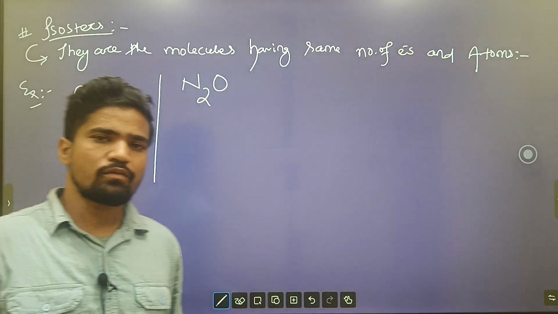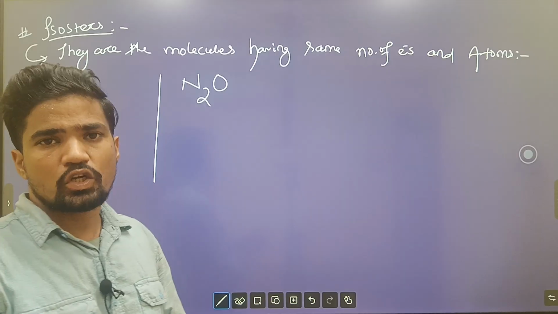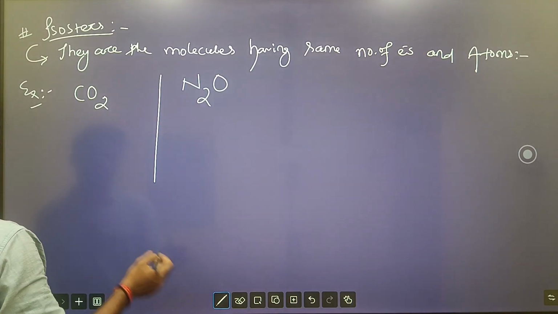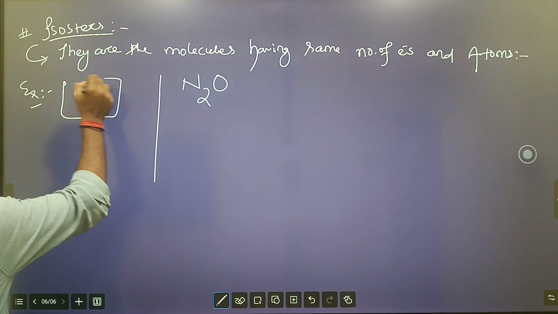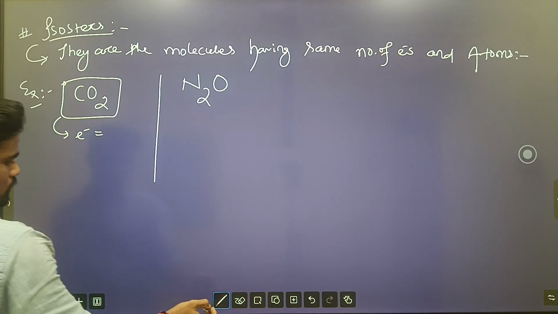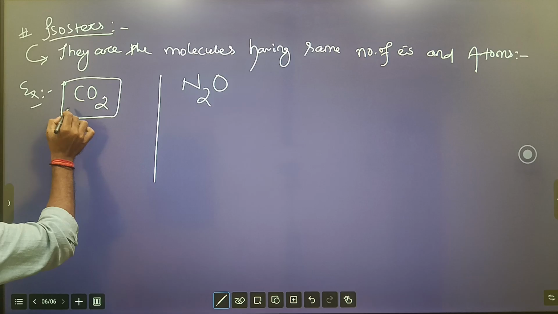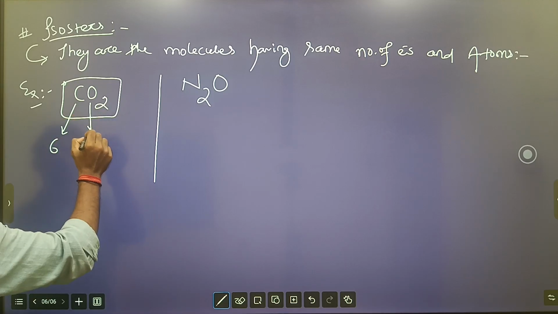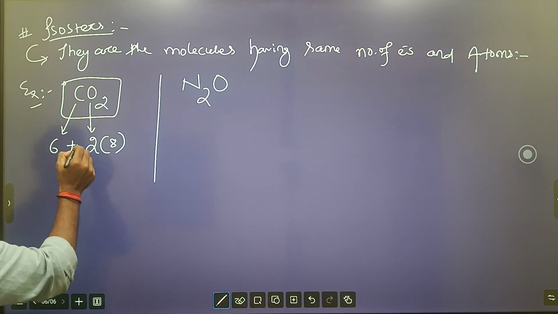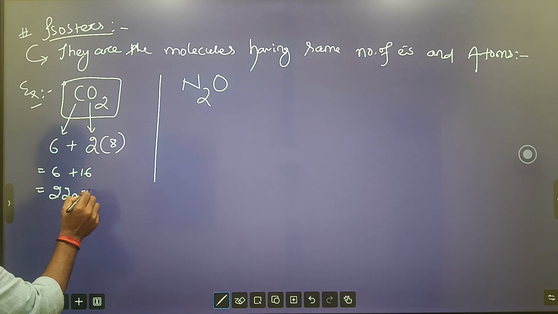Okay, two species are given. We have to check whether both the molecules are isostars or not. Okay, let's check. So in this case, sir, the number of electrons, we know. So how can you calculate? Carbon has 6 electrons, 1 oxygen has 8, that means 2 oxygen here. Okay, that means 6 plus 16 equal to 22 electrons.